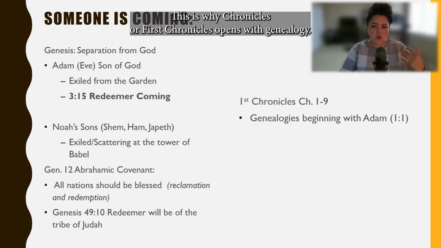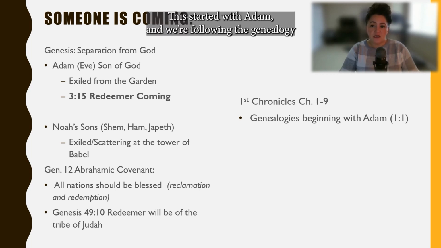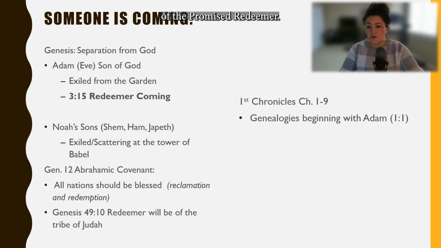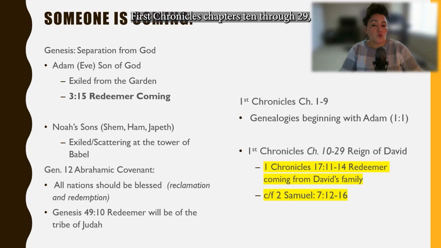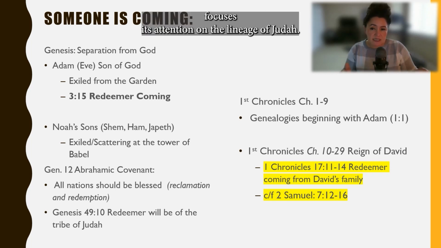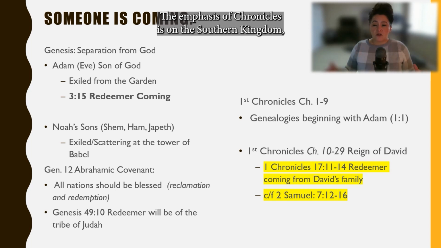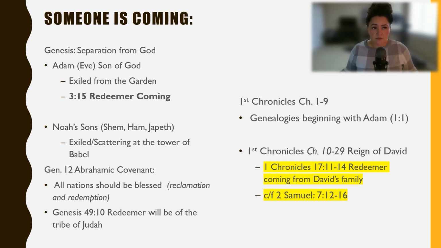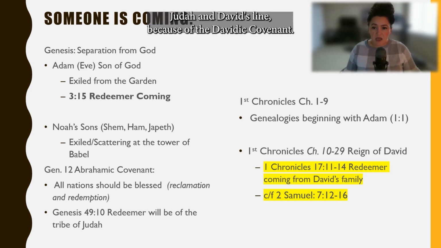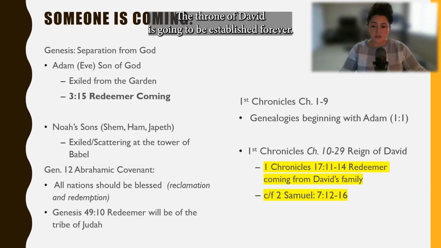This is why Chronicles, or First Chronicles, opens with genealogy. This started with Adam, and we're following the genealogy of the promised Redeemer. First Chronicles chapters 10 through 29 focuses its attention on the lineage of Judah. The emphasis of Chronicles is on the southern kingdom, Judah, and David's line. Because of the Davidic covenant, the throne of David is going to be established forever.